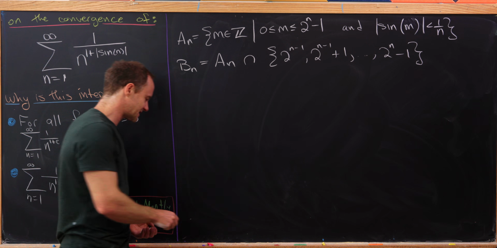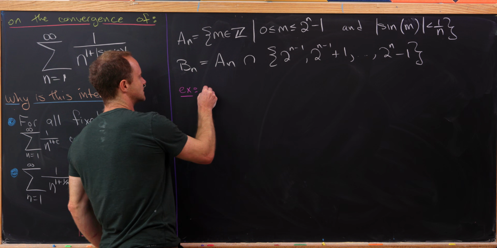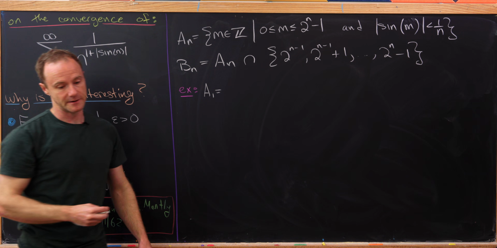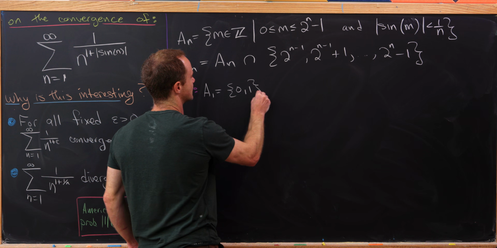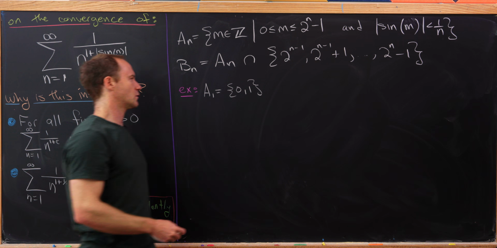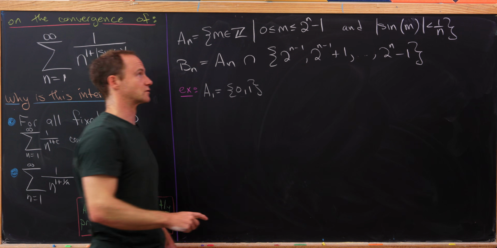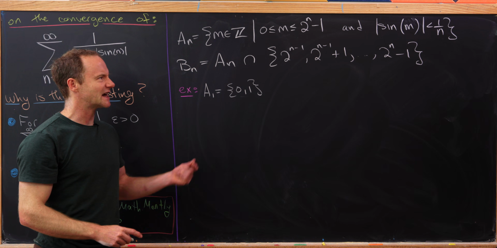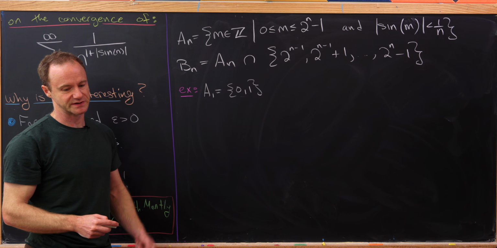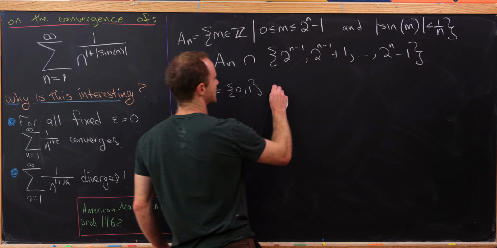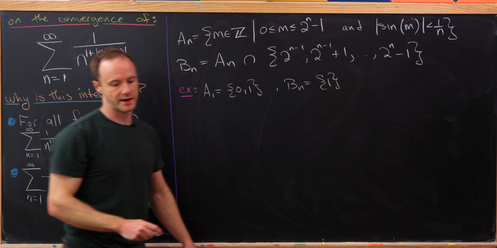Okay, so let's look at some examples of these sets just to get a feel for what they look like. Let's look at A sub 1. A sub 1 works out to be just the numbers 0 and 1. Why is that? This is a list of all the numbers satisfying the first rule for n equals 1. Sine of 0 is 0, and sine of 1 is less than 1 in absolute value, so it satisfies that rule. Likewise, we can notice that B sub 1 is just the singleton 1.